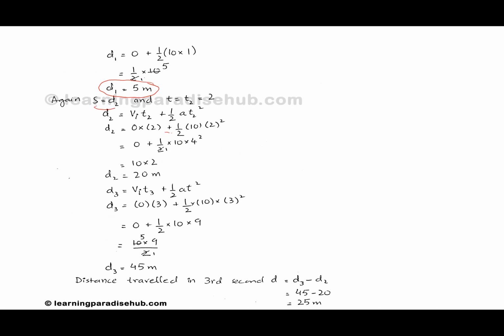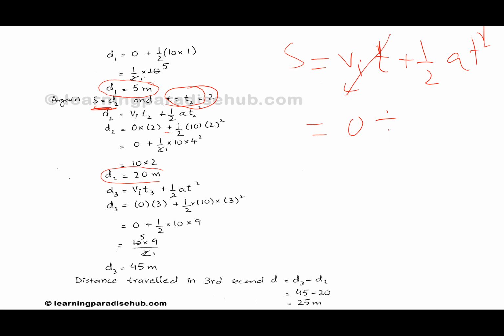So you will calculate the distance covered during the first second. Then, using the same equation, S is equal to ViT plus half AT square, and t is equal to 2 seconds, you will find the distance traveled during the second. Vi is 0, so this term will become 0. Plus 1 divided by 2 multiplied by 10 multiplied by 2 square, you will get 20 meter. So this is the distance traveled during the second.